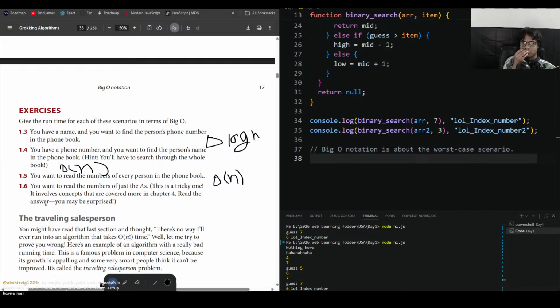This is a tricky one. It involves concepts that are covered more in chapter 4. Read the answer. You may be surprised. You want to read the numbers of just the A's. This is, I don't know.